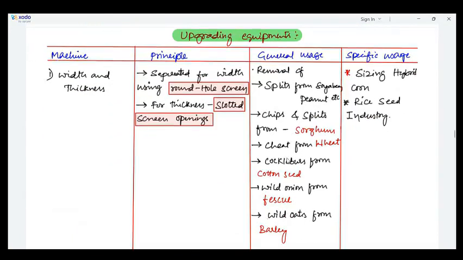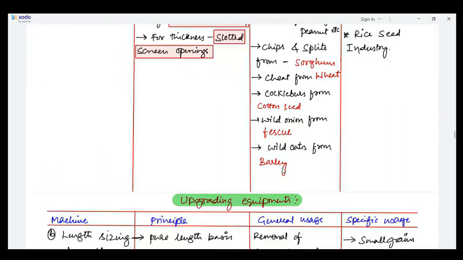The same thing I have clearly mentioned with the machine, principle and general use. Not only about the principle, you might also expect questions on their general and specific usage. So try to go through this complete table once. Okay. So this was regarding seed processing.